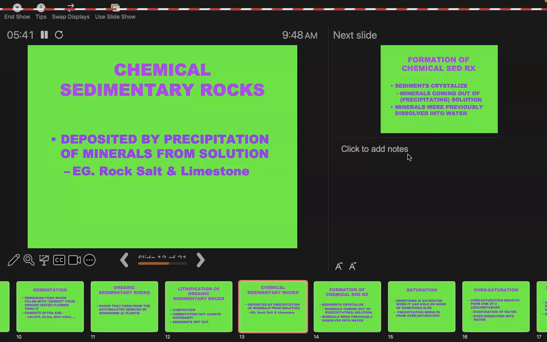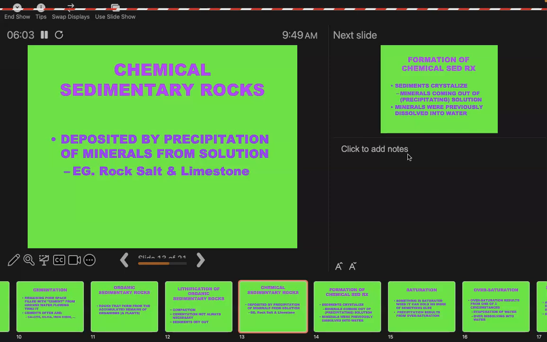Deposited isn't the big word. Deposited by precipitation of minerals from solution. So hopefully deposit. You've all made a deposit at the bank, for example. All right, that just means to put down.